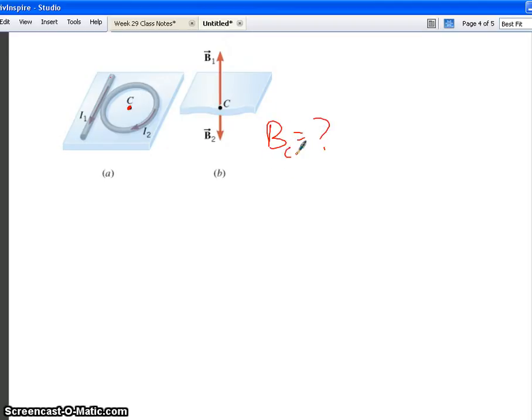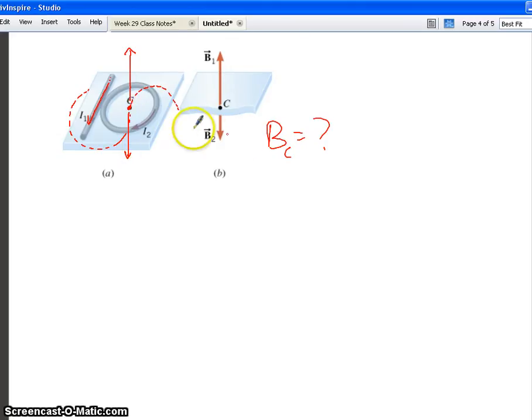Okay, well, if we do right-hand rule number 2 on this wire right here, we would take our thumb and point it down. Our fingers would curl around, and at point C, our fingers would be pointing up. Okay, so this is the magnetic field due to wire 1. On this current here, we would take our thumb and put it along this, and then we would curl our fingers down, and at point C, it'd be facing down.